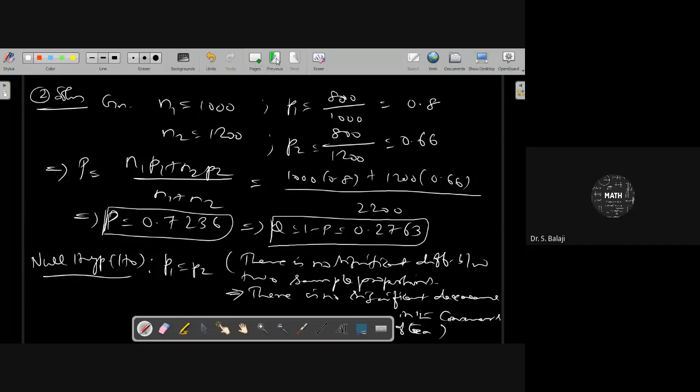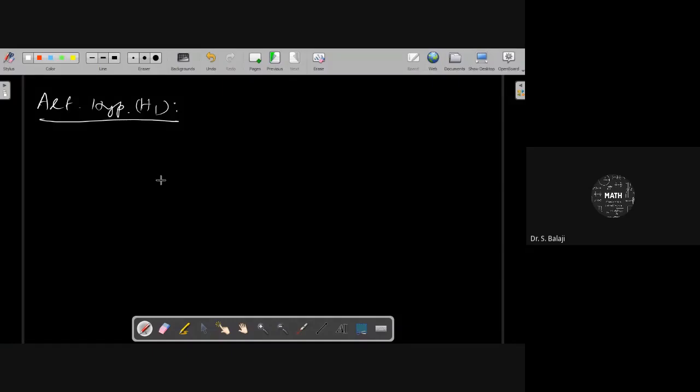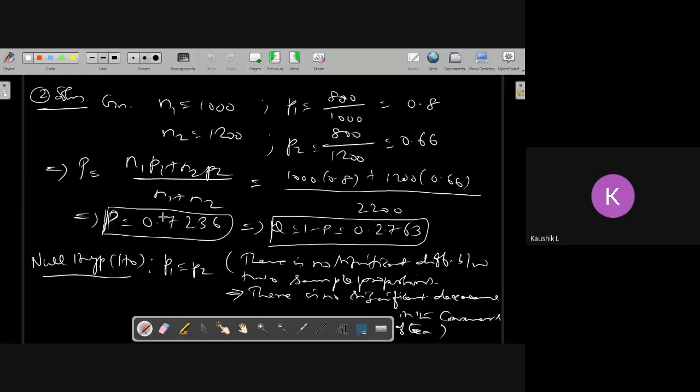Next, similarly, you have to construct the alternative hypothesis H1. Based on the question only you can construct it. Therefore, how can you write your alternative hypothesis? The question is whether there is any significant decrease in the consumers of tea. In that manner they are asking here. For what type of alternative hypothesis? P2 should be less than P1.